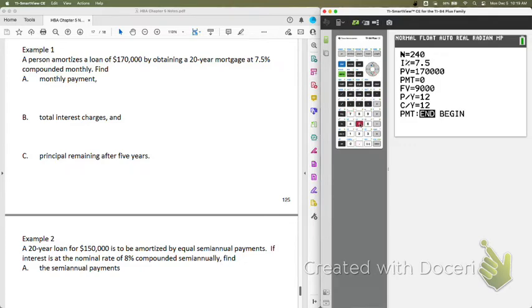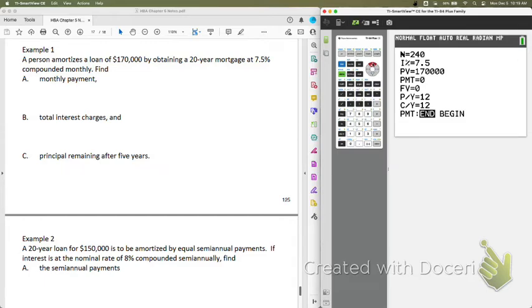Okay. So the easiest thing to find for this is going to be your payments. Now, think about a mortgage. You've taken out a loan of $170,000 and you're paying it back over 20 years. At the end, what is your future value? Zero. Because why? You've paid off your loan. Yes? So I'm going to make my future value 0. And I am going to solve for my monthly payment.